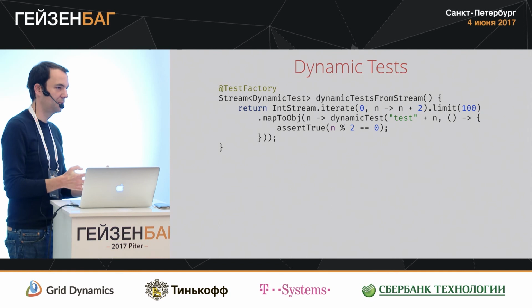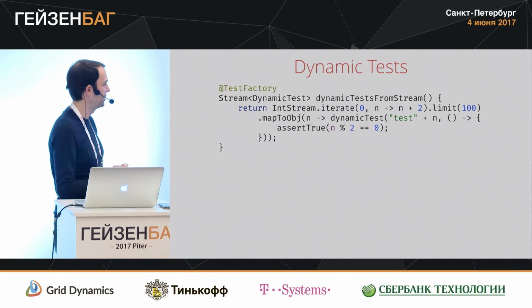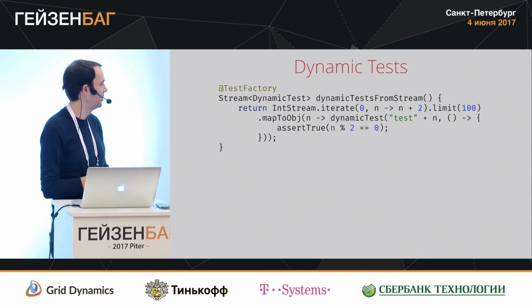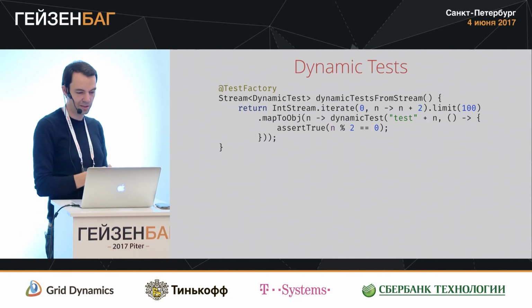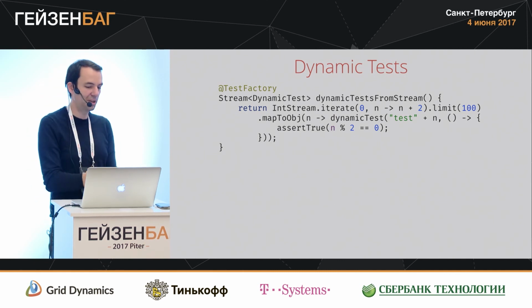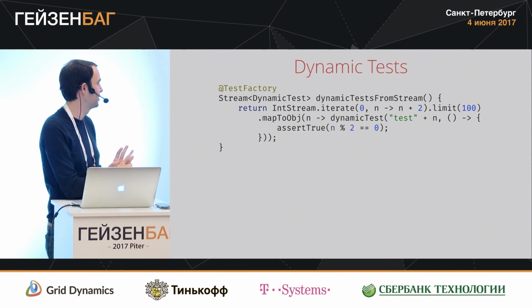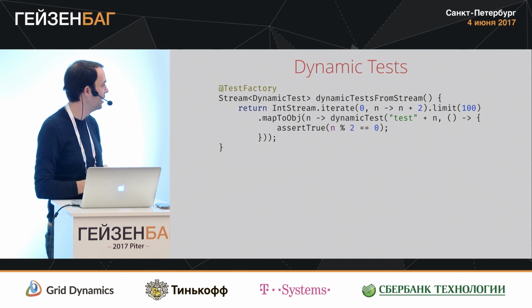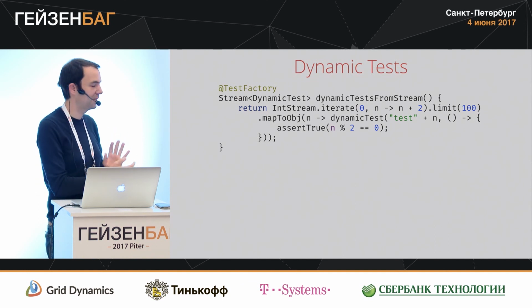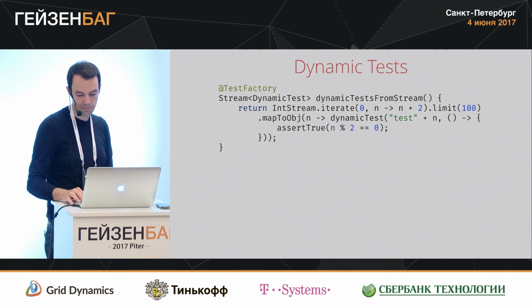And then in the method, you can use any code you want to somehow generate that stream. In this simple example, we just generate an int stream of all even numbers, limit it to 100, and then map each of these numbers to a dynamic test. This dynamicTest method here is just a static import, and you have to give it a name, which we built here. It's just "test" plus n, so it's just test 0, test 2, and so on. And then you specify a lambda expression. Basically, that is what you would put in the method body of a normal test.